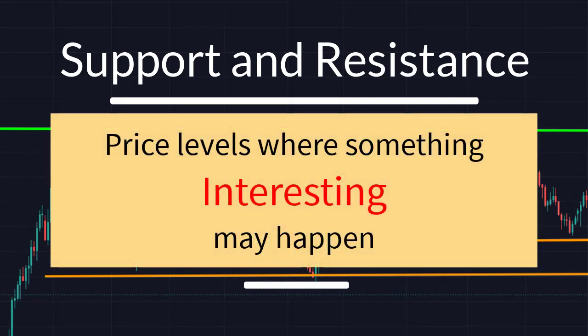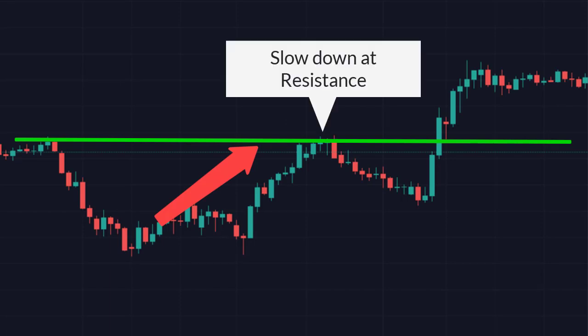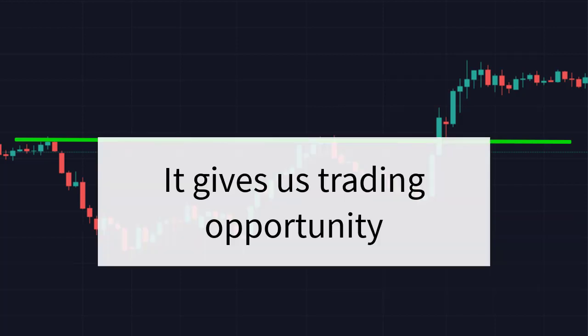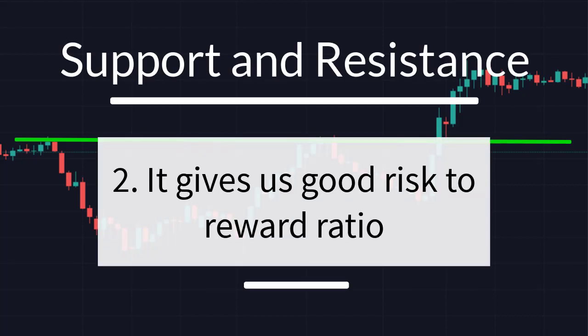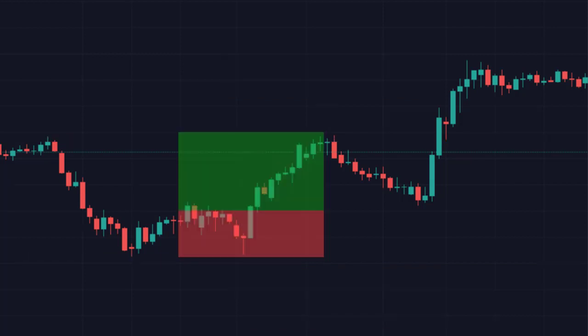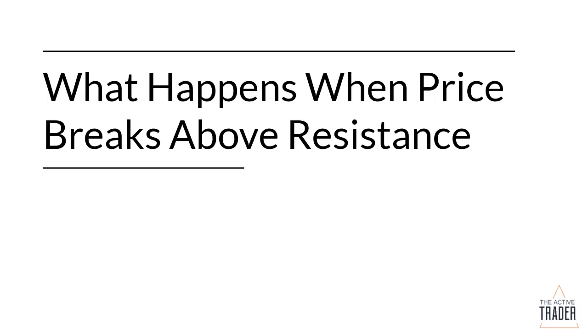We always see support and resistance as price levels where something interesting may happen. A stock in up move may slow down near a resistance or may move a lot faster if it breaks through the resistance. Either way, it gives us a trading opportunity. The second reason is it gives us a good risk to reward ratio. If you trade near support or resistance, especially a true support or resistance, you will always get the best risk to reward ratio.